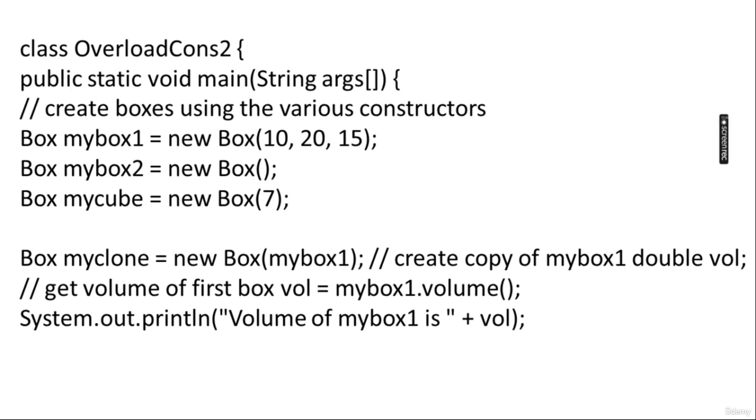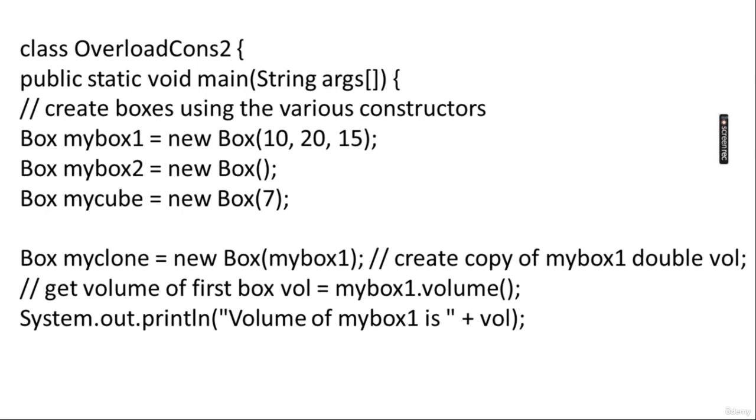Three objects are there. One is having three double parameters, one is having no parameter, and one is having only one double value parameter. Now I am creating one more object that is same as a mybox1 object. So how I will create it? Box myclone is equal to new Box(mybox1).